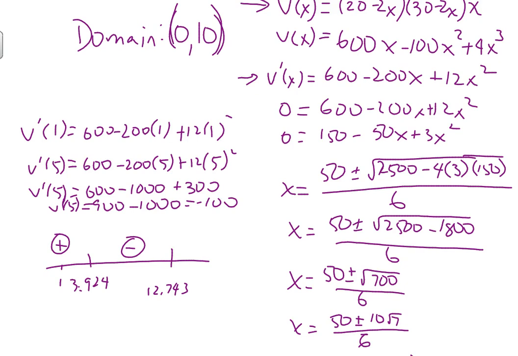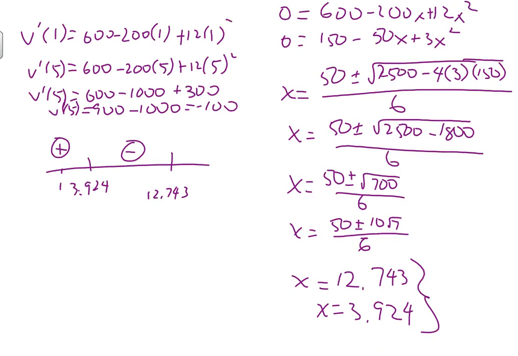And then plug in a number that's greater than 12.743 for x. If I plug in, say, 13 for x, again, it's got to be in the domain.